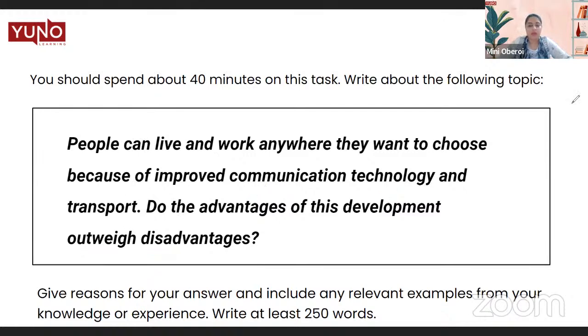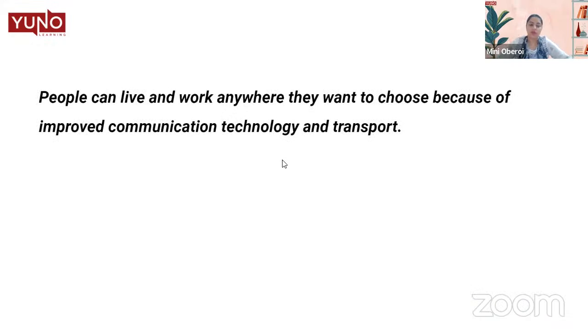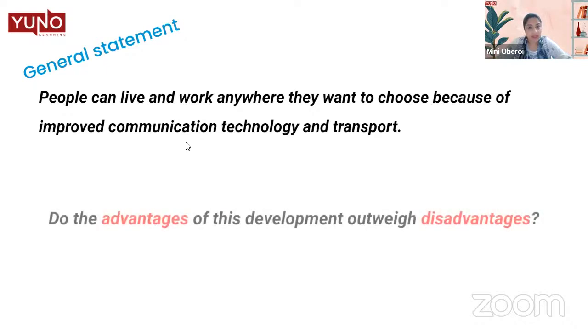Now here, if we look at the question, it includes a question topic. So what was the first part? This is what we call the question topic or the general statement. After this, we had a piece of instruction. Do the advantages of this development outweigh the disadvantages? Now, they are basically asking for your opinion. Do you think there are more benefits or demerits? Or are there more benefits than demerits? Now, this "than demerits" shows that we have to talk about the demerits also.